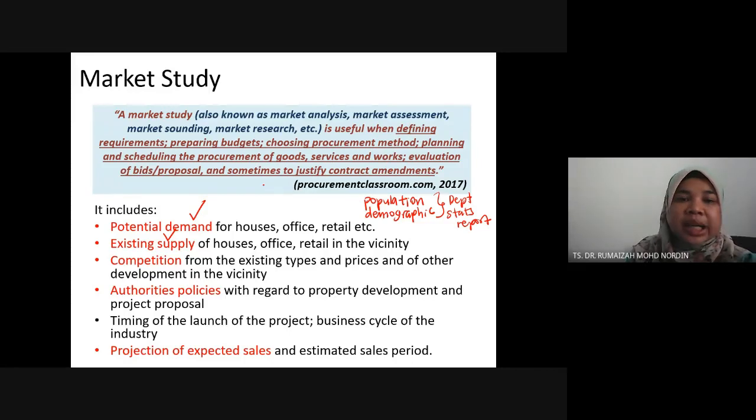Besides that, once we know the existing supply, we want to know the competition. How is the competition from the existing supply of houses? How do we fit in? And then the authorities' policies, which importantly involve zoning. So how are you going to know this? You already have your official search. You know what kind of condition your land is. However, you need to check the zoning with the PBT, the local authority.